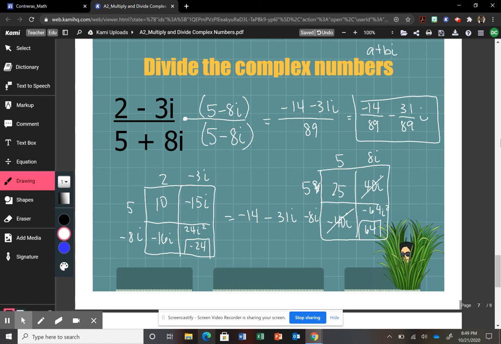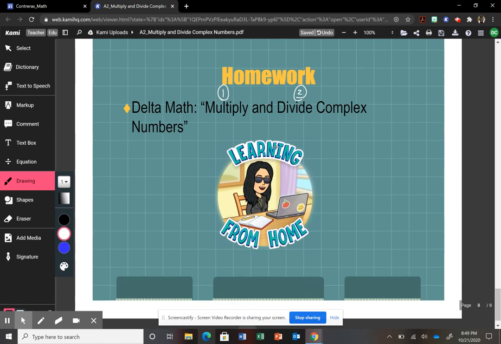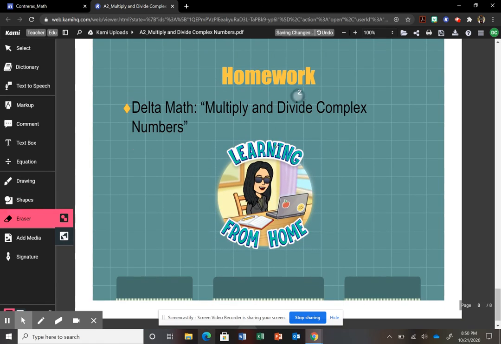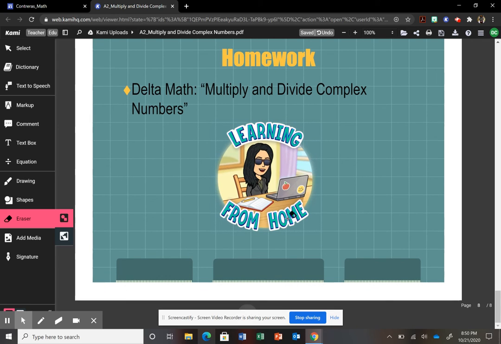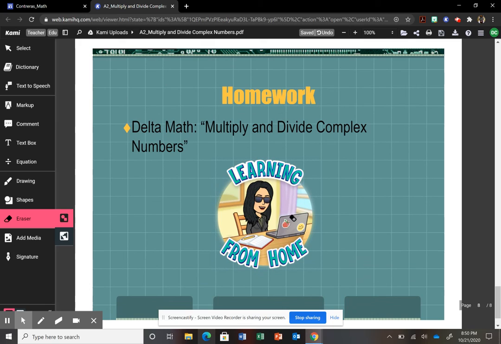All right, lots of multiplying and dividing. So here we go. You have a Delta Math assignment, and the Delta Math assignment is multiply and divide complex numbers. You'll have maybe 1 or 2 multiplication problems and maybe 2 or 3 dividing complex number problems to work on. If you have any questions, make sure to send me a Schoology message.